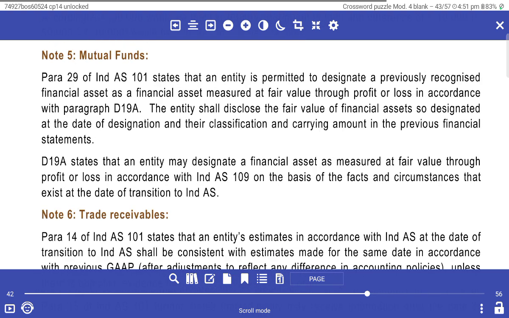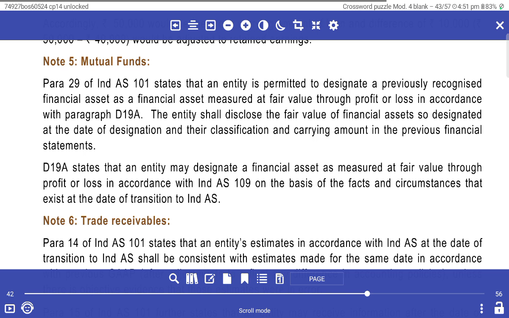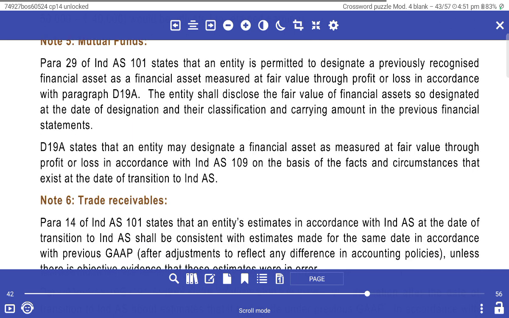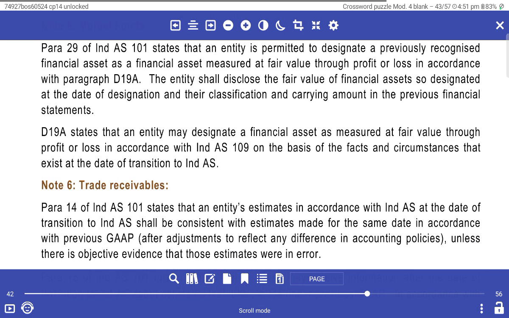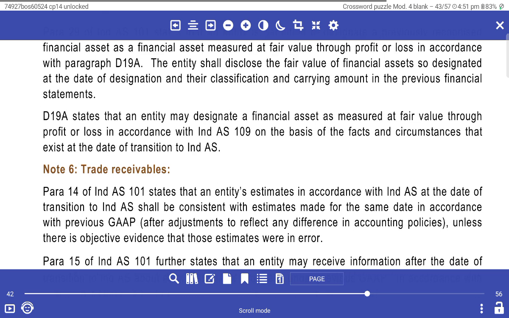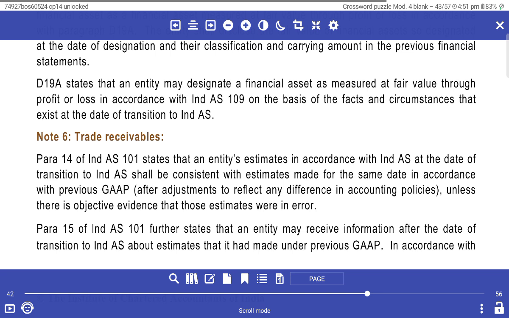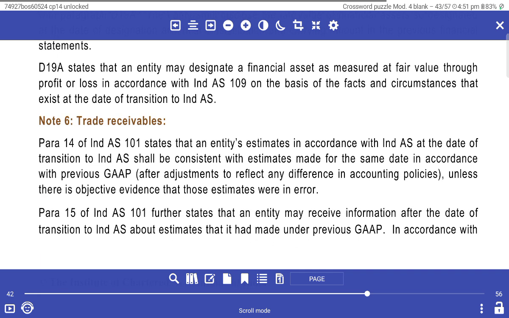An entity is permitted to designate a previously recognized financial asset as a financial asset measured at fair value through profit and loss in accordance with para D19A. The entity shall disclose the fair value of financial assets so designated at the date of designation, and their classification and carrying amount in the previous financial statements. D19A states that the entity may designate the financial asset as measured at fair value through profit and loss in accordance with Ind AS 109 on the basis of the facts and circumstances that exist on the date of transition to Ind AS.